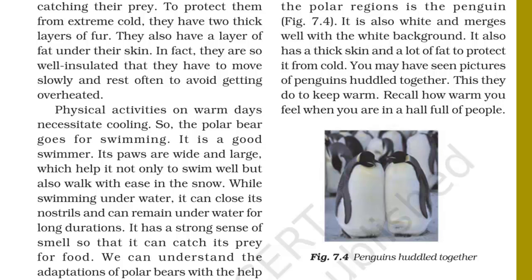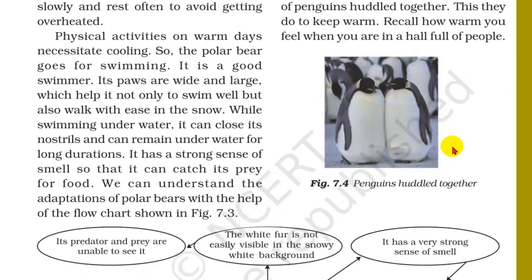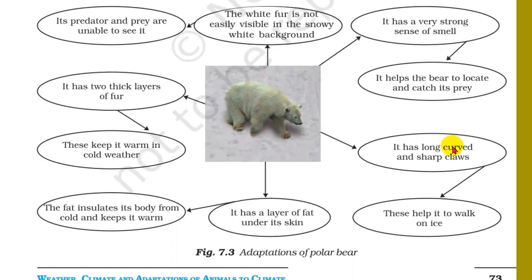Its paws are wide and large, which help it not only to swim but also to walk with ease in the snow. While swimming underwater, it can close its nostrils and can remain underwater for long durations. It has a strong sense of smell so that it can find its prey for food. So let's see this flow chart of how the polar bear adapts in the polar region. Polar bear has two thick layers of fur.